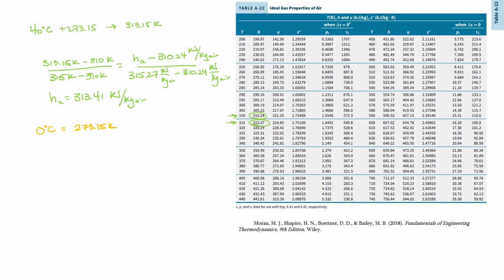So 270 Kelvin, 280 Kelvin. My H there is between 270 and 280. I'm just going to go ahead and tell you, if I linearly interpolate that, I get an H value for my air of 273.27 kilojoules per kilogram air. And that's because this guy is based off of a system where absolute zero is zero enthalpy. So they're basically based off of different systems.